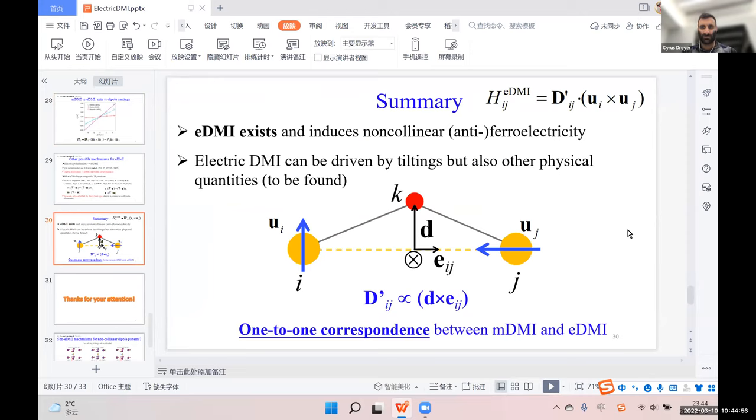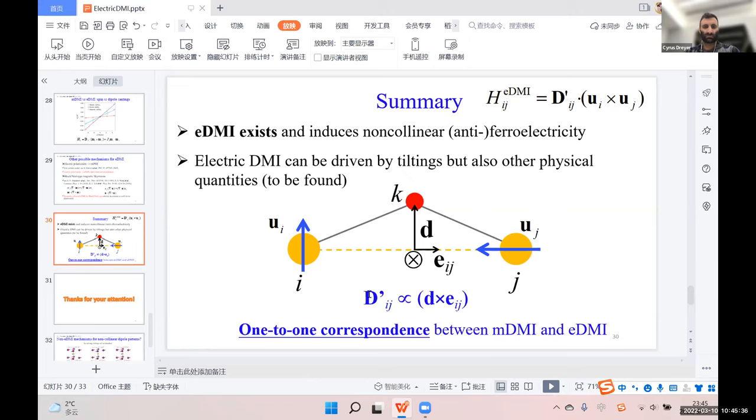Sure. Typically, because of the time, I haven't shown that. Our co-authors have developed some macroscopic theory to interpret the electric DMI, and the paper has just been submitted recently. I can show you that the electric DMI coefficient, the D vector, you can obtain by computing the force constant between two atoms and extracting the antisymmetric part.